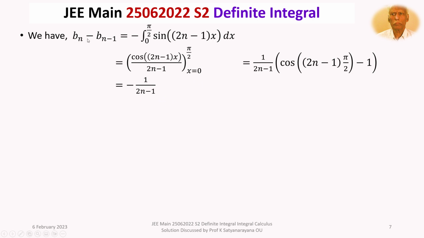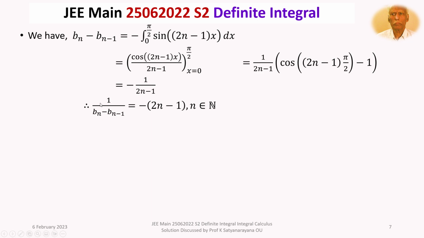So bn minus bn minus 1 is minus 1 by 2n minus 1, where n belongs to the set of natural numbers. Now suppose I take the reciprocal, 1 by bn minus bn minus 1, then that will be minus 2n minus 1, n belongs to N, and this is in arithmetic progression. Agreed? So that means these are in arithmetic progression.